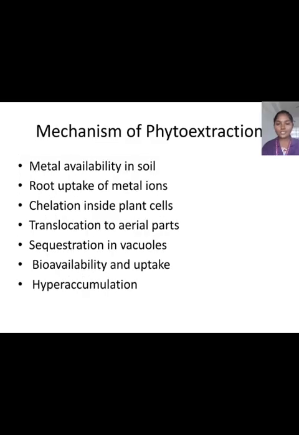Mechanism of phytoextraction. There are several mechanisms used for phytoextraction, such as metal availability in soil, root uptake of metal ions, chelation inside plant cells, translocation to aerial parts, sequestration in vacuoles, bioavailability and uptake, and hyperaccumulation.